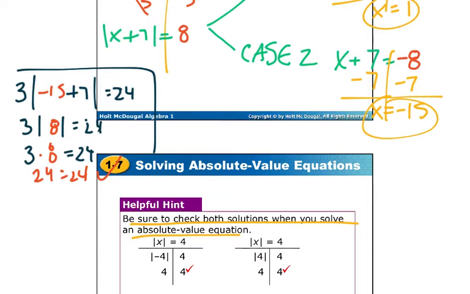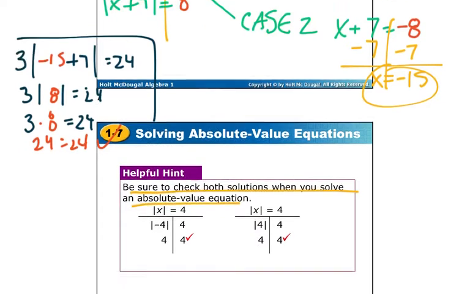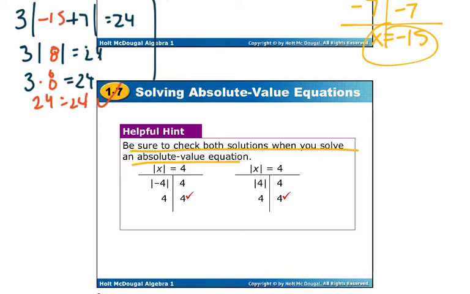So again, the only thing that you would do is double check your answer, especially if it feels like it didn't work out. You can always just plug it back in and see if it worked.